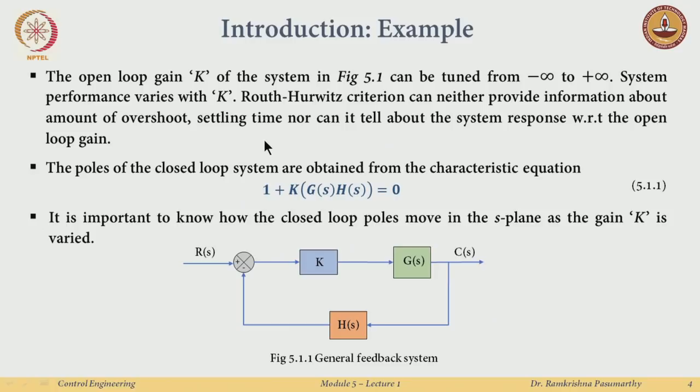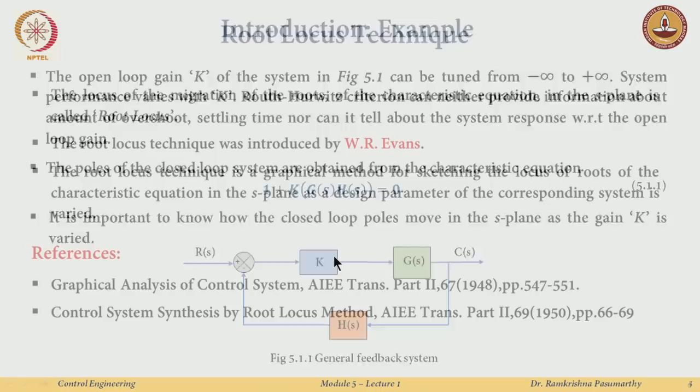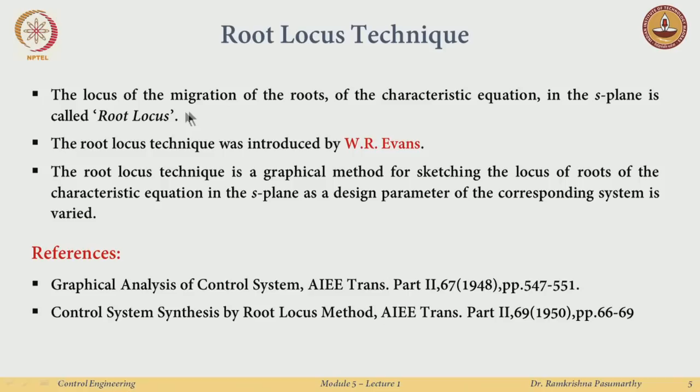What we will be interested in is the characteristic equation, the solutions of which will give me the location of the poles of the closed loop system. So, we would like to know how the poles of the closed loop system vary by changing the gain k. This locus of the migration of the roots of the characteristic equation as the gain k varies is called the root locus, a technique introduced by W. R. Evans in his paper in 1948.